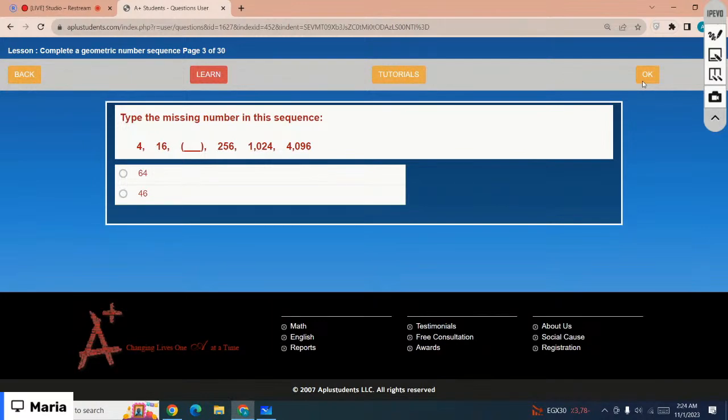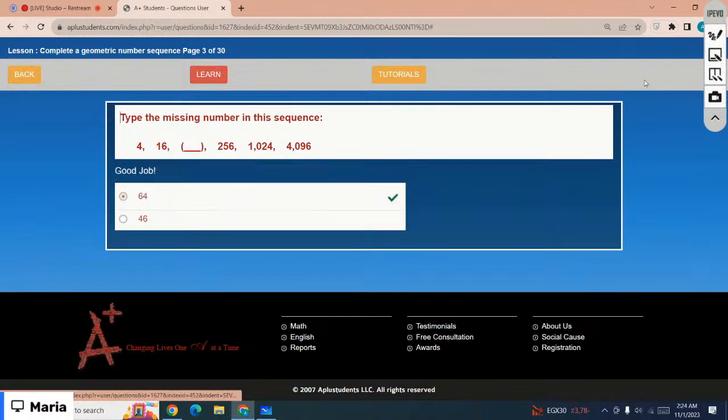Very good. The next number in the sequence is 64. Each next number is a multiple of 4. So that would be 64. The next one is 64.